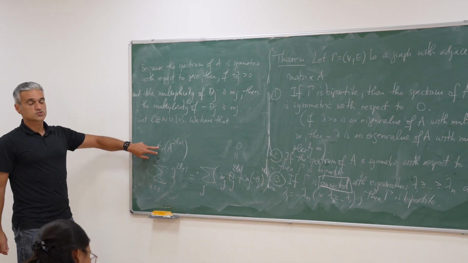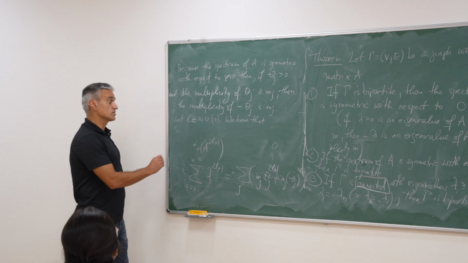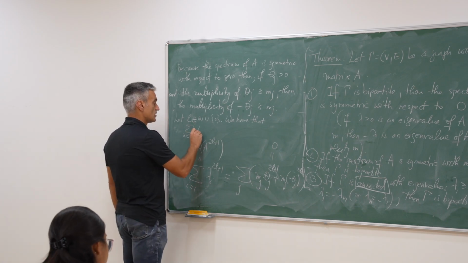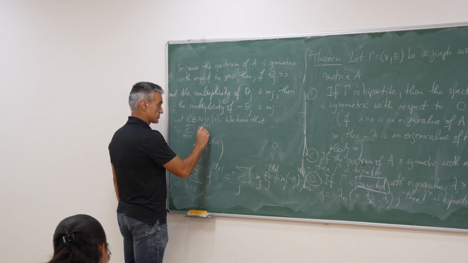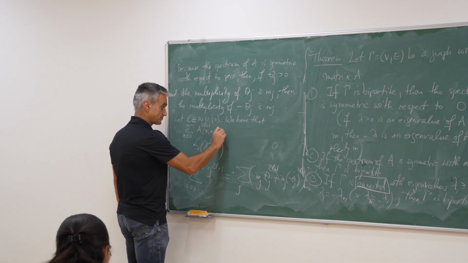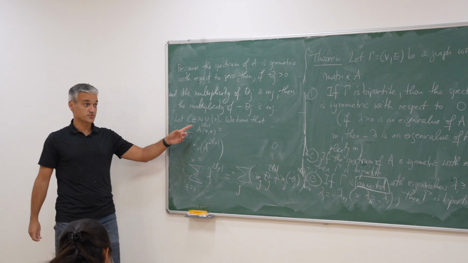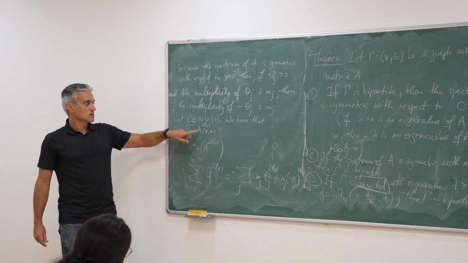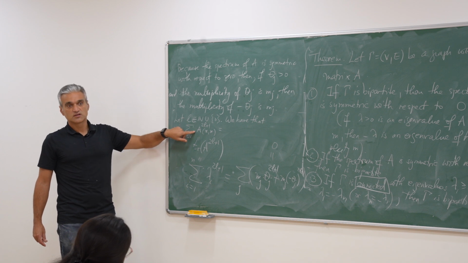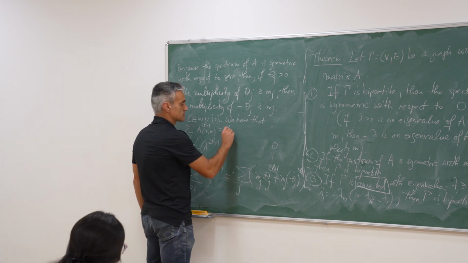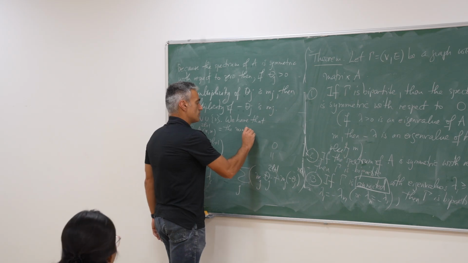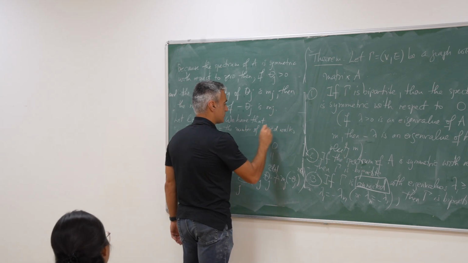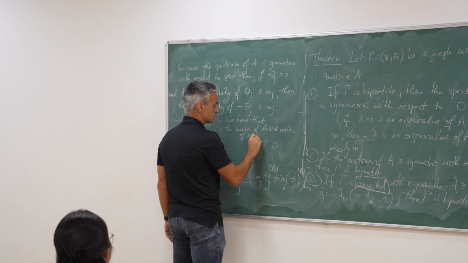Now, on the other hand, the trace of A to the 2l plus 1, you can interpret combinatorially. It is a summation over all x in V of A to the 2l plus 1 in the position xx. It's the sum of the entries of the diagonal of the matrix A to the 2l plus 1. But what do you count here? The total is the number of closed walks of length 2l plus 1.